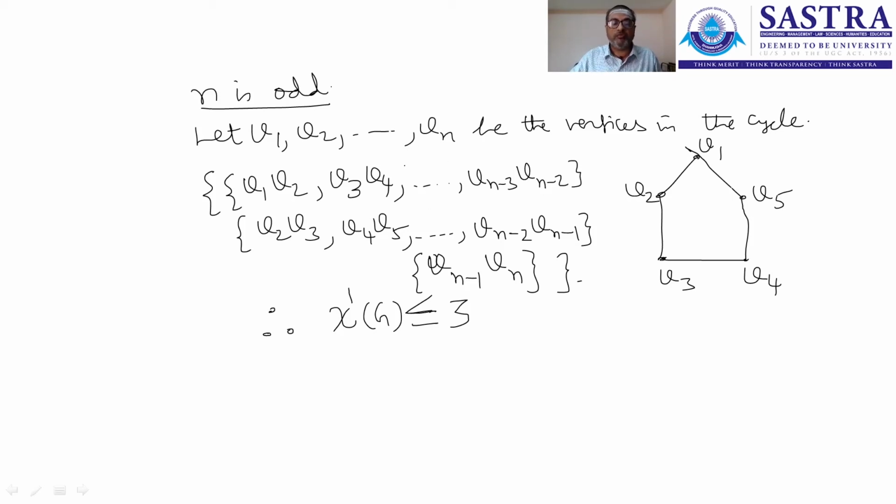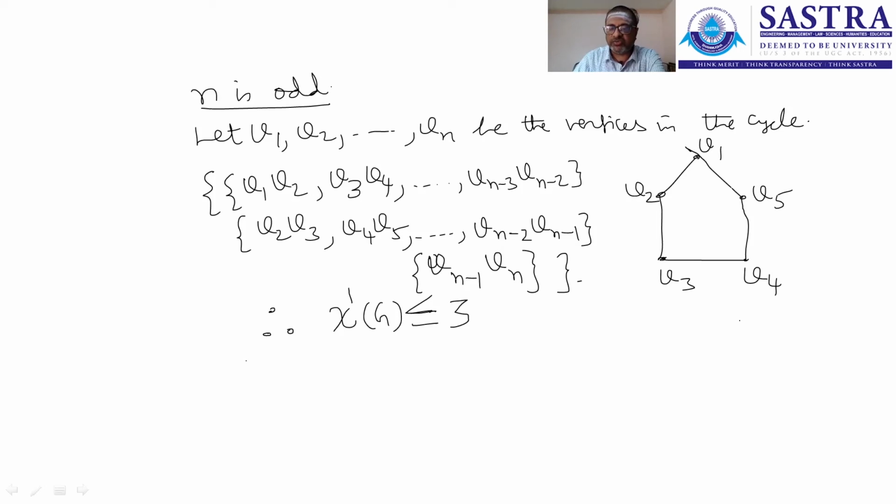And now when I use Vizing's theorem, I will have chi dash greater than or equal to delta. But in this case I have a problem, because delta is 2, but here I have to show that chi dash of G is greater than or equal to 3. So when you look at the color classes, it must be greater than or equal to 3.